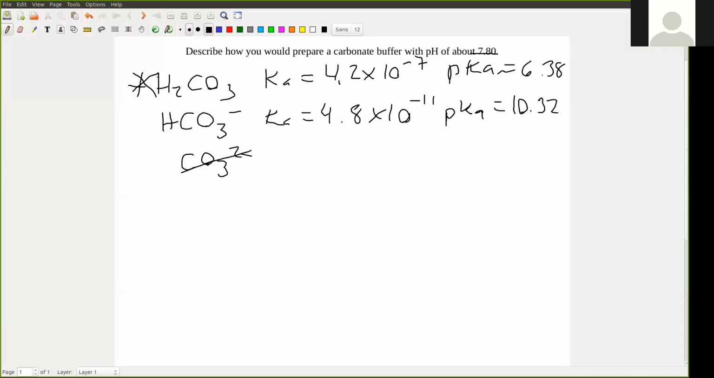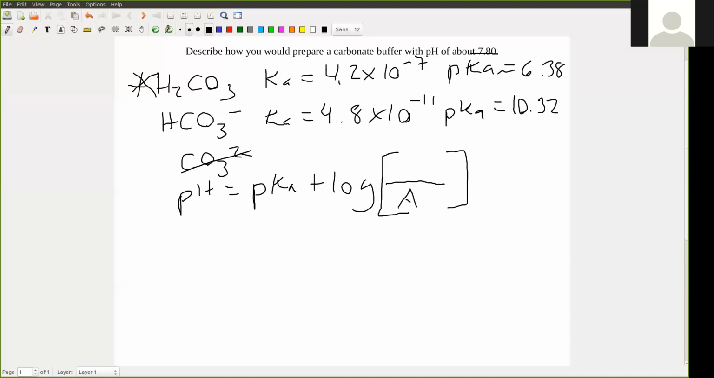And what you'll end up doing is using the Henderson-Hasselbalch formula. That states that the pH is equal to pKa plus the log of the ratio between the conjugate base and the acid that you've chosen. It's important that you remember that this is the one that you've chosen, the acid, and then the conjugate base is whatever the conjugate base of that acid is. But we're focused on the acid.